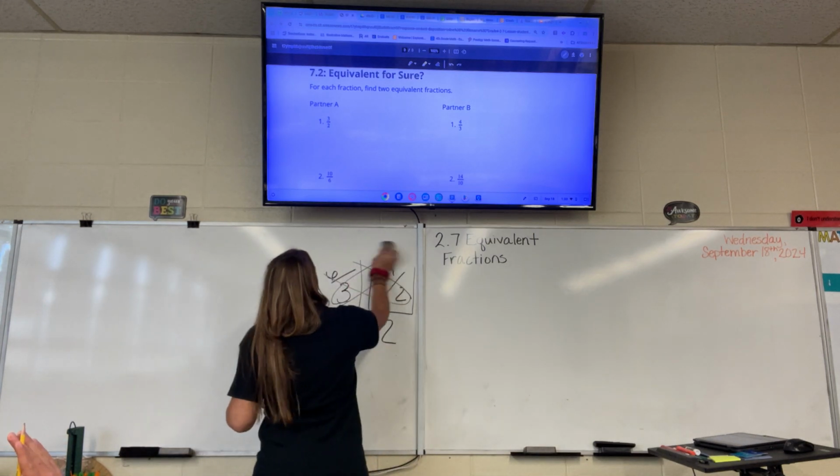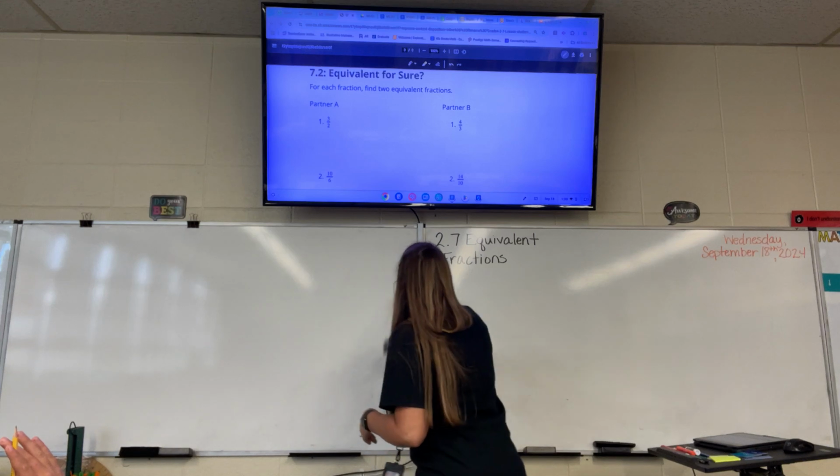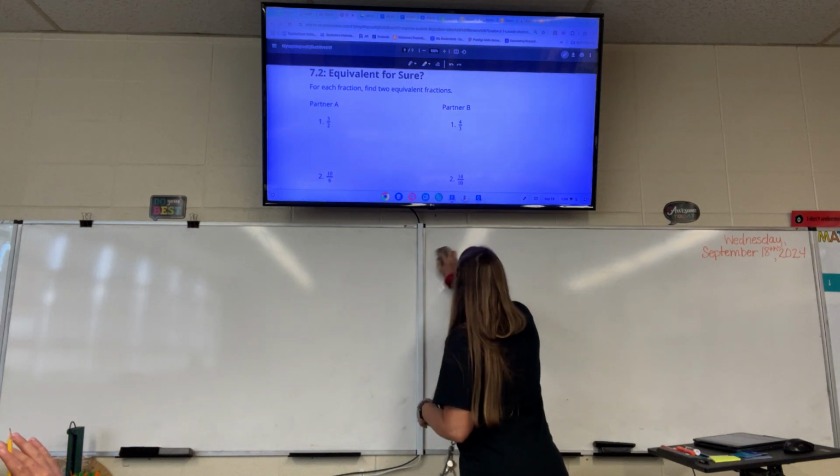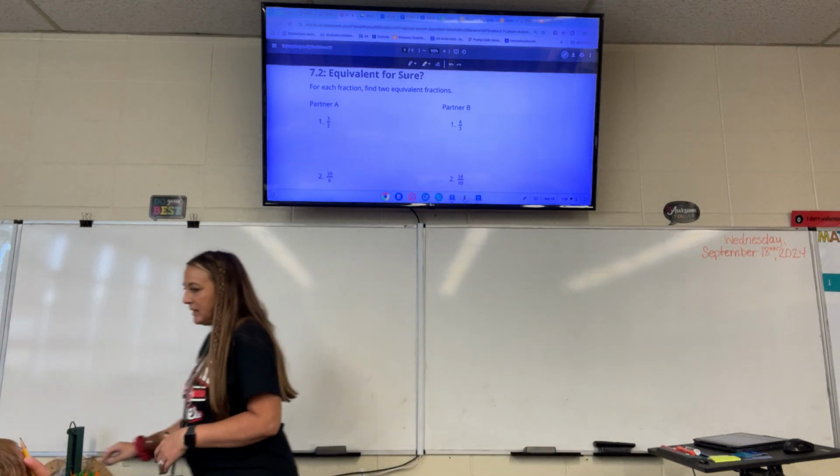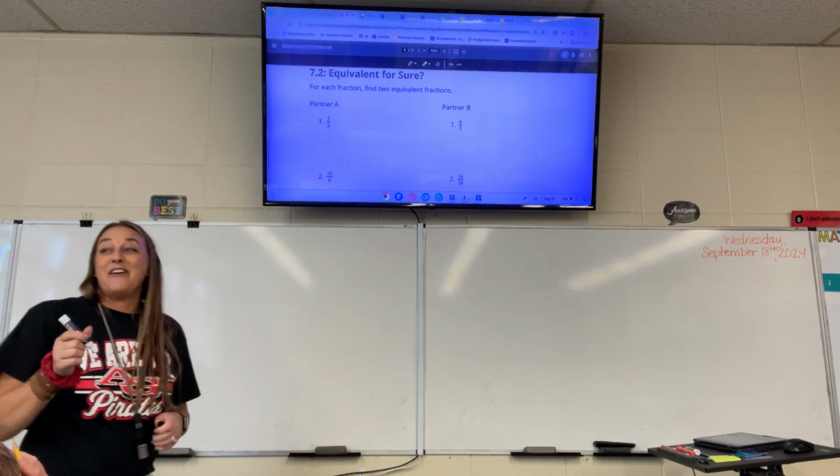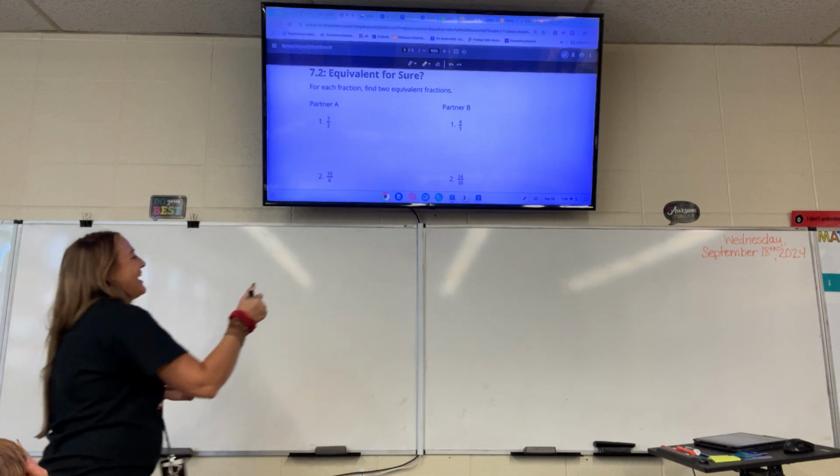By the way, if you've got a big old stack of erasers on your pencil, you need to not do that because that's a waste, okay? That was fast. Okay, here we go.